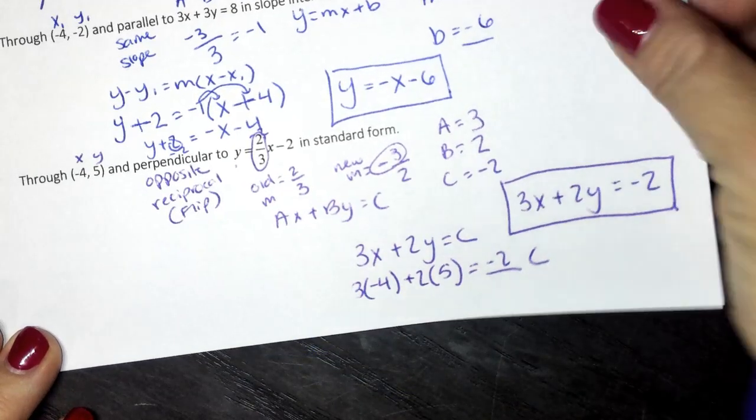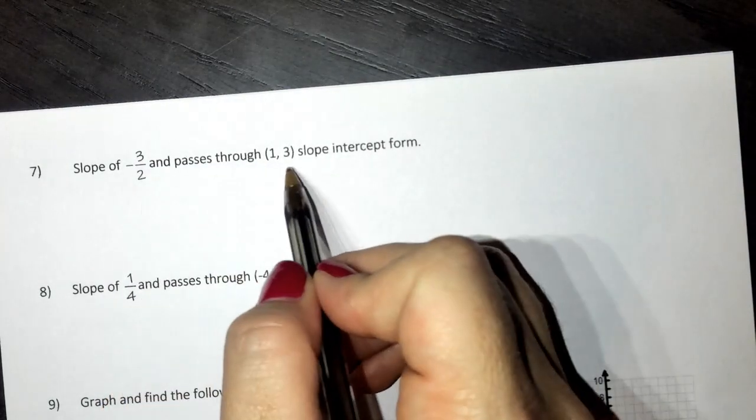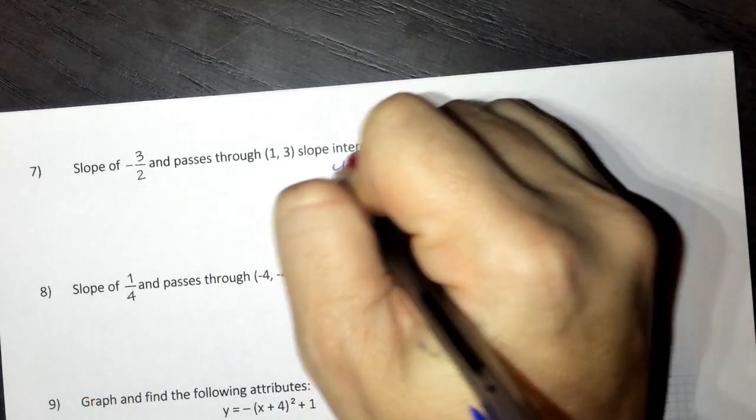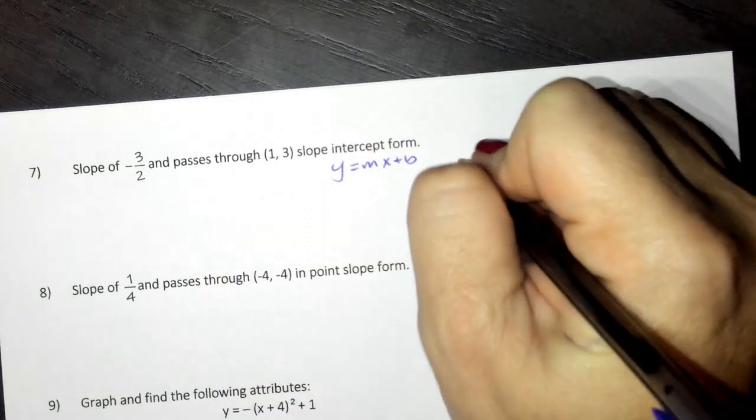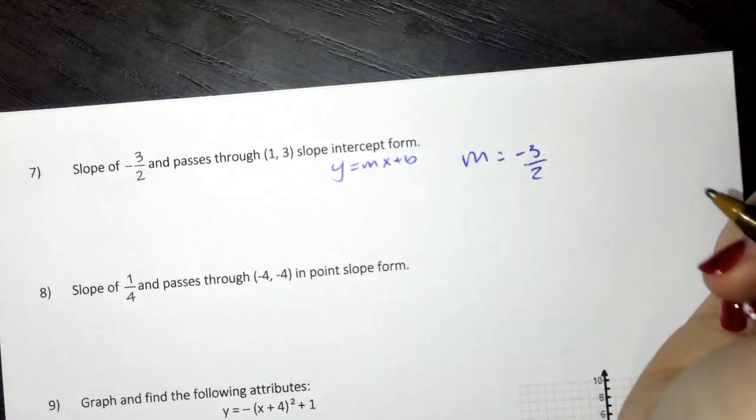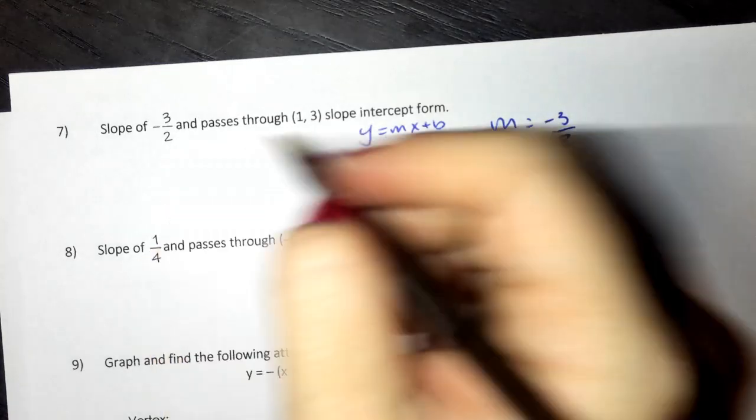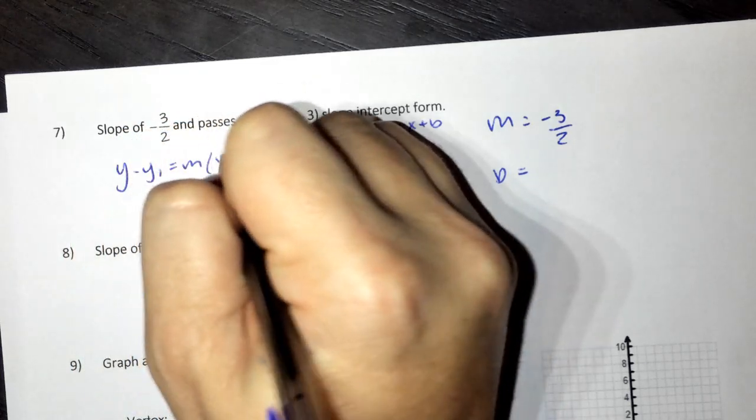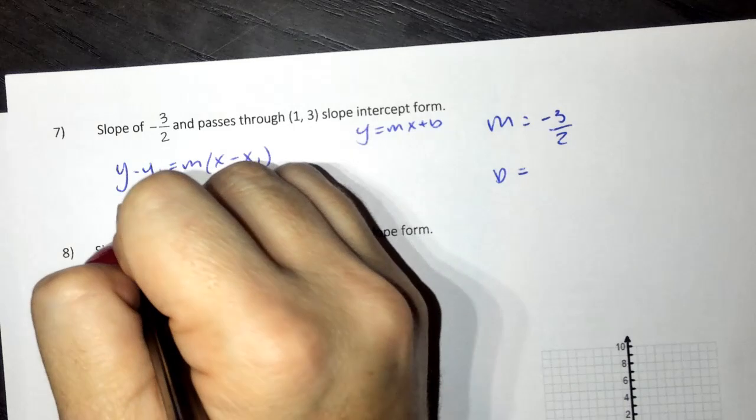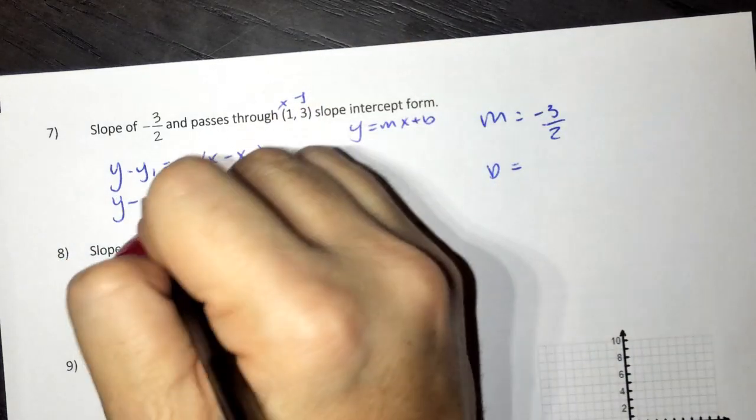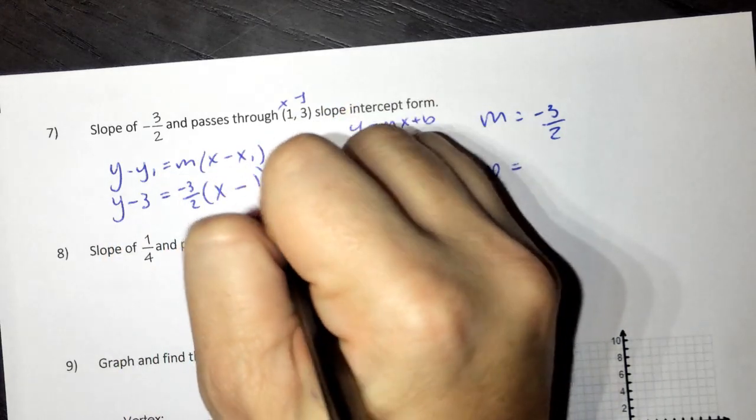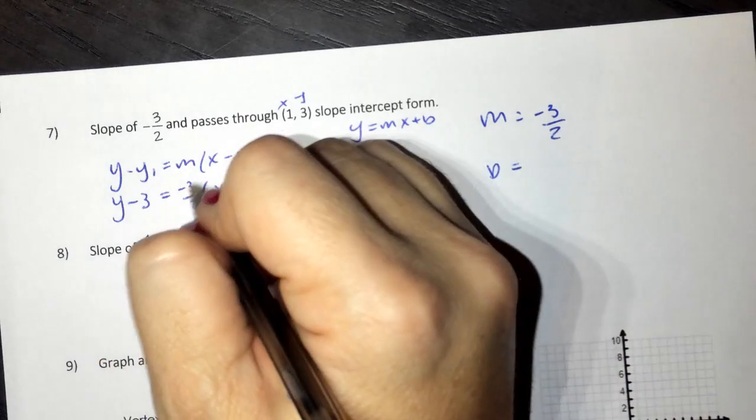Okay, flip to the next page. This one gives me the slope and tells me it passes through this point. It's not parallel, it's not perpendicular, it is this slope. And we want it in slope-intercept form, y equals mx plus b. I already know m. So now I need to find b. Well, I'm given a random point and a slope, so I'm going to use point slope. So y minus y1 equals m times x minus x1. So I know y minus 3 equals slope, -3/2, times x minus 1. And I'm going to distribute.